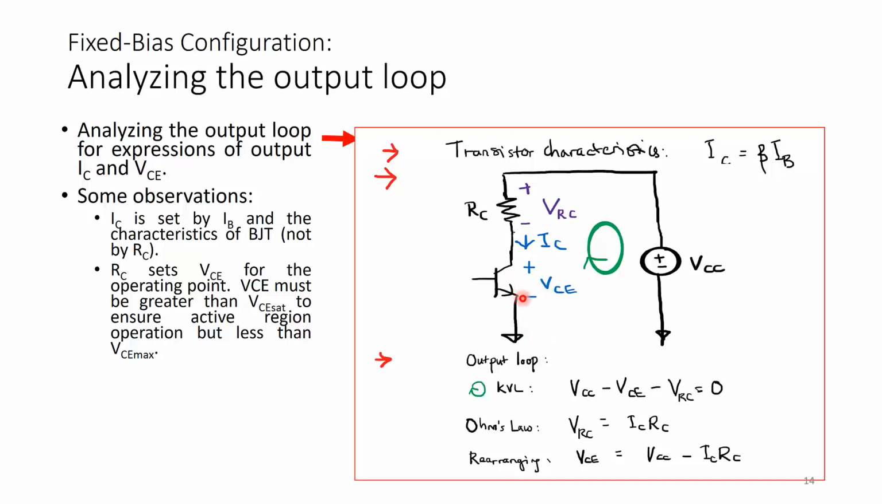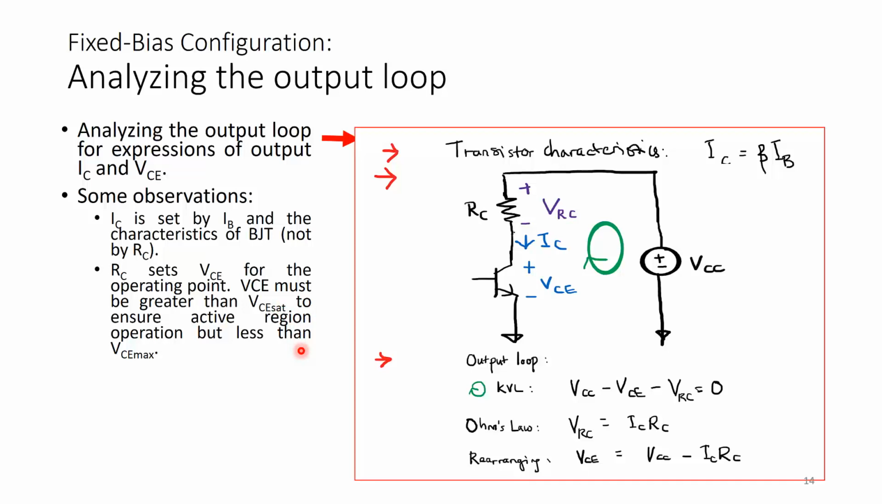And we know that VCE must be greater than VCE set because we said that the collector base junction must be reverse biased. So we don't actually design by keeping tab of VCB, but instead, for an actual implementation of the DC biasing circuit, we set VCE by setting RC. So VCE must be greater than VCE set to ensure active region operation, but less than VCE max.